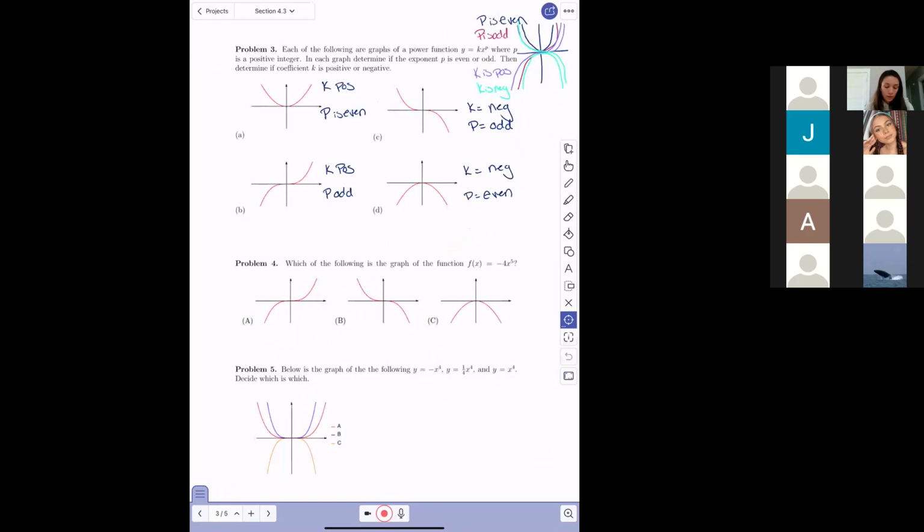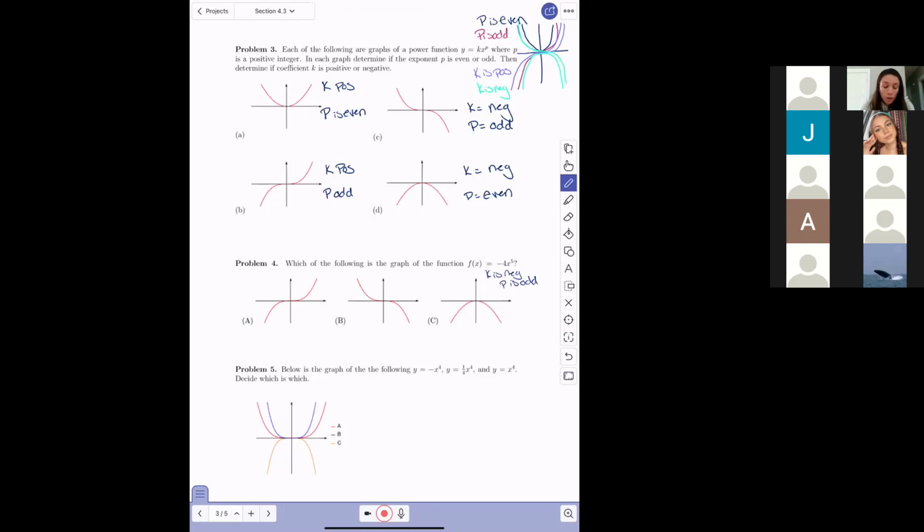Okay, so now for part B, problem 4. Which of the following is the graph of the function f of x equals negative 4x to the power 5? So what do we know about this function? What is my k value? Negative. Good. We have negative k. And what do we know about my exponent? It's odd. Good.